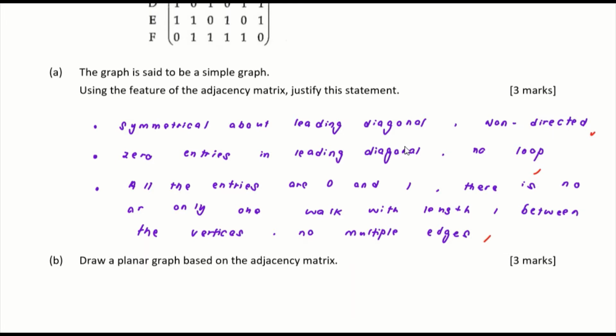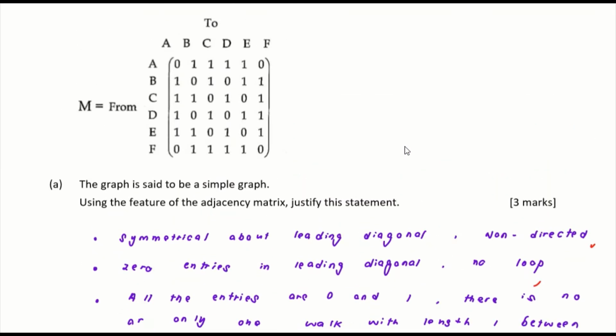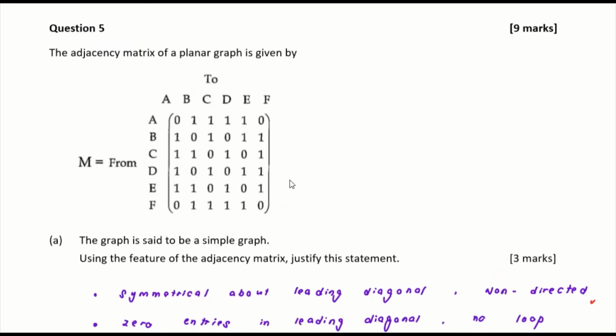So draw a planar graph based on the adjacency matrix. Okay, so you will realize that for this graph, if I'm going to draw a graph here, then you'll realize that it's actually not easy to draw a planar graph. So you have 6 vertices, so let's just do it like this: A, B, C, D, E, and F. Okay, so let's check it out.